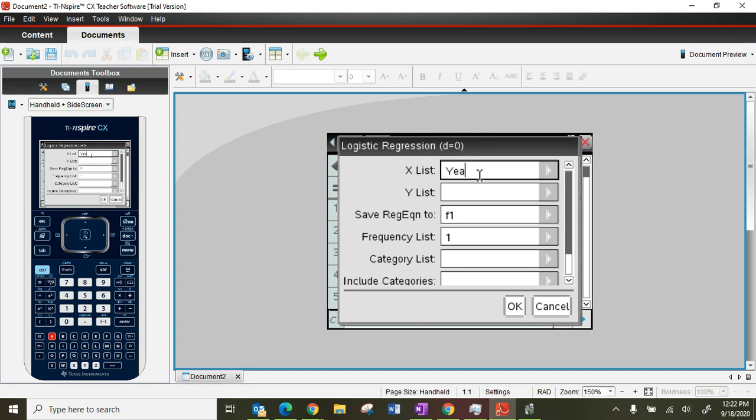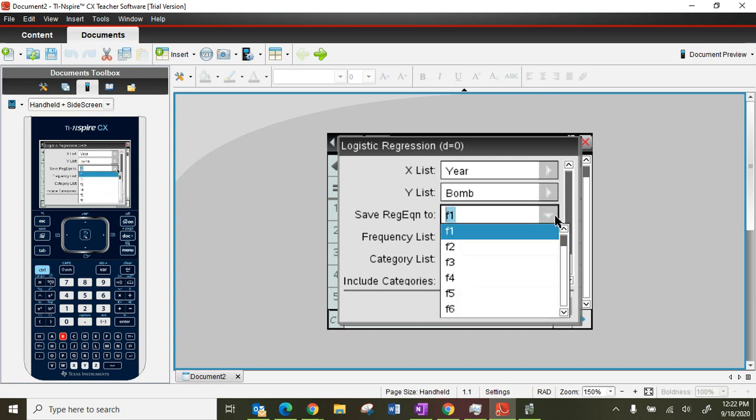Maybe I don't know if it's case sensitive, but I'm just going to put that there. And then this one's going to be bomb on there. And then I wanted to save the regression into f of 1. If you already have something in f of 1 and you don't want to do it, that's fine. You could change this to f of 2, f of 3, so you could have any of them on there and put it into any function that you want on there.